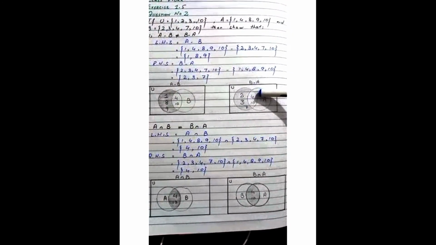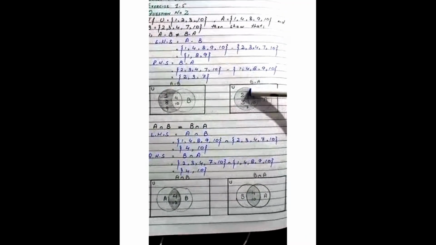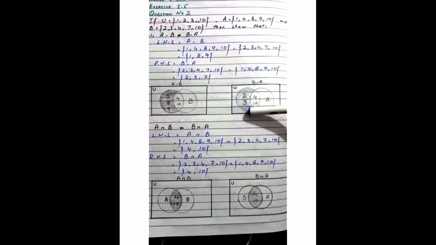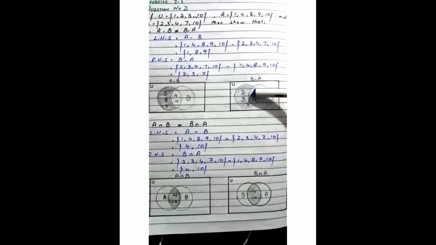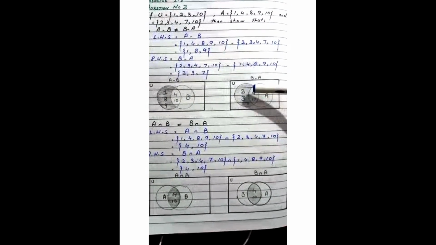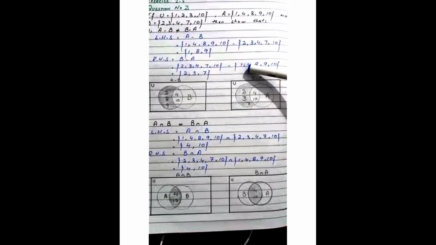That is why, when we draw the Venn diagram of the right hand side, we shade the area of B where 2, 3 and 7 are present, not this area, because 4 and 10 are also in A, which we cancelled earlier.